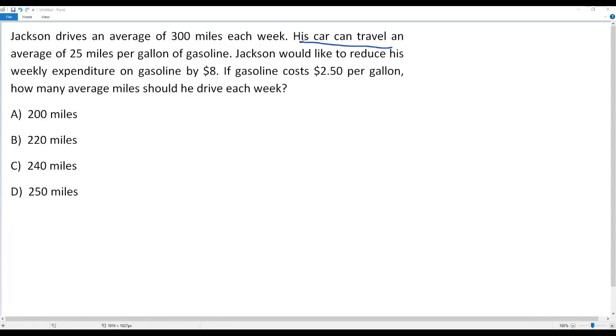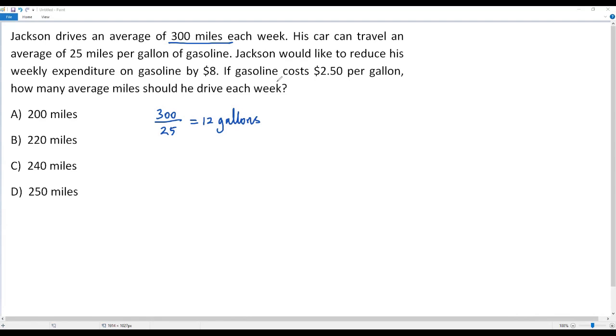Let's consider this particular information. His car can travel an average of 25 miles per gallon of gasoline. That is, for 1 gallon of gasoline, his car can travel 25 miles. How many gallons of gasoline do we need to travel 300 miles? For that, we have to divide these 300 miles by these 25 miles. Okay, let me do it. Then we get 300 divided by 25 equals 12. That is, we need 12 gallons of gasoline to travel 300 miles.